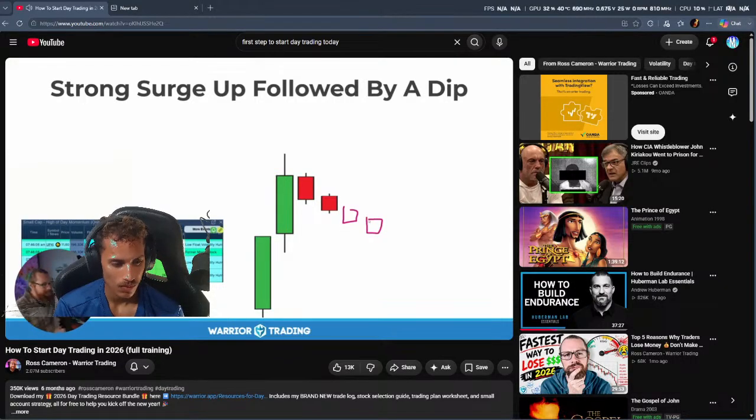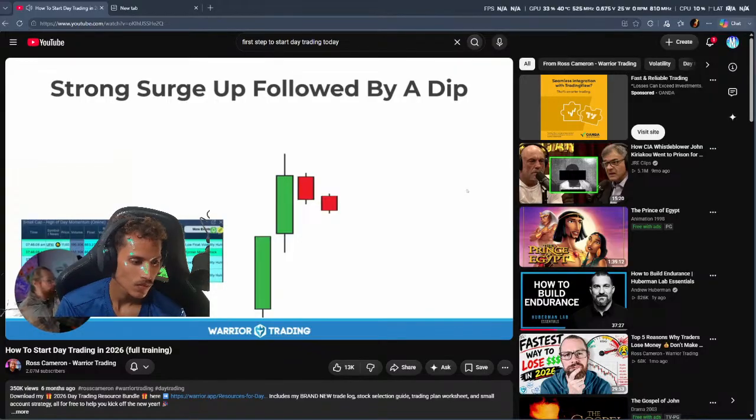So what do I look for? In this moment, right here, I'm looking for a change in trend. Now, a change in trend could be indicated initially by what? A potential doji candle.